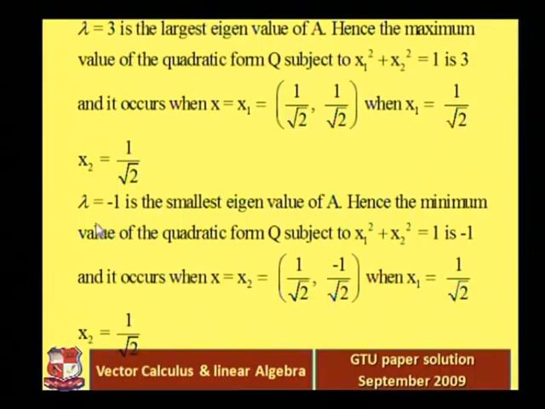Next, lambda equal to minus 1 is the smallest eigenvalue of A, hence the minimum value of the quadratic form Q subject to x1 square plus x2 square equal to 1 is minus 1, and it occurs when x1 is equal to 1 by root 2 and x2 is equal to minus 1 by root 2. So here is the complete solution of this question.